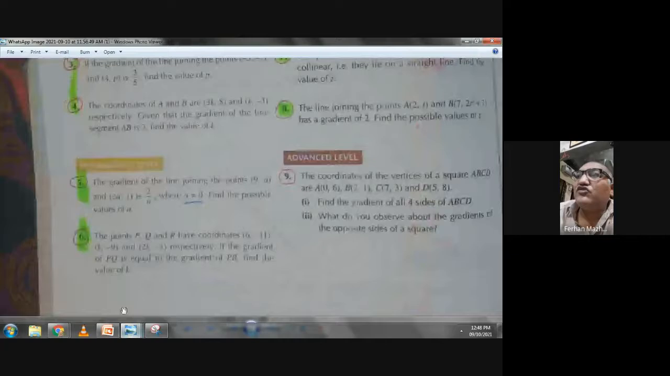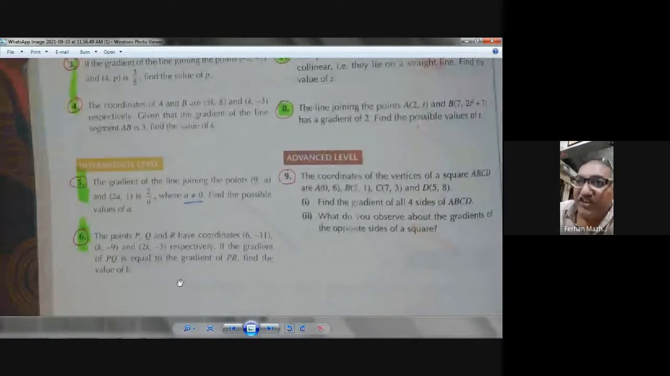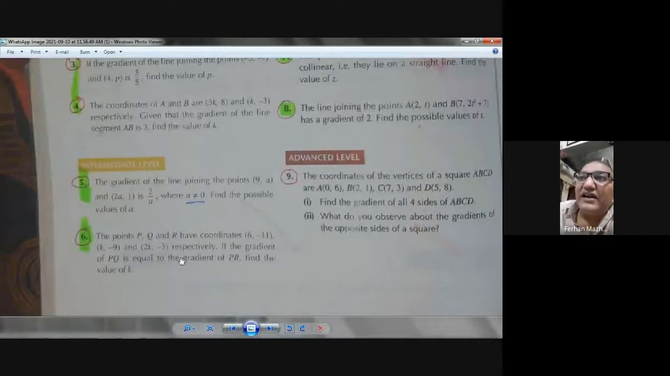So the next question coming up is question number 6. He says the points P, Q, and R. Now he is giving you 3 points. P, its coordinates are (6, minus 11). Q, its coordinates are (K, minus 9). R, its coordinates are (2K, minus 3), respectively. If the gradient of PQ is equal to the gradient of PR, find the value of K.